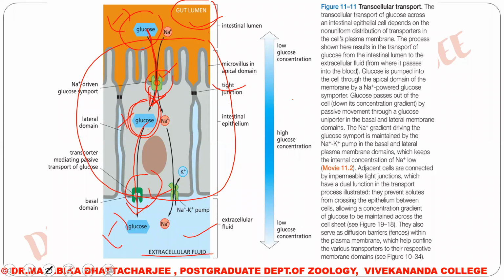So see, this is the concentration of glucose that they have shown here. This side is the apical domain of the intestinal epithelial cells. This side is the basal domain of the intestinal epithelial cells. As you can see, glucose is moving from a lower to a higher concentration via the sodium glucose import, and again the glucose is moving from higher to a lower concentration via the transporter mediating passive transport of glucose. So this is transcellular transport of glucose.